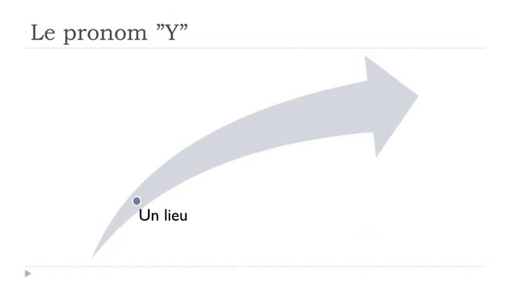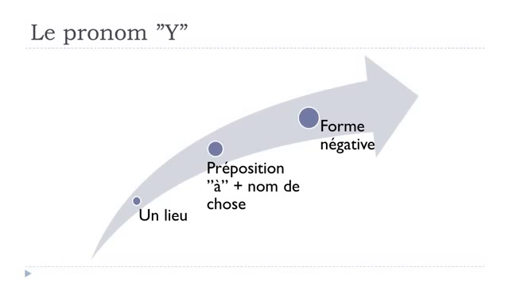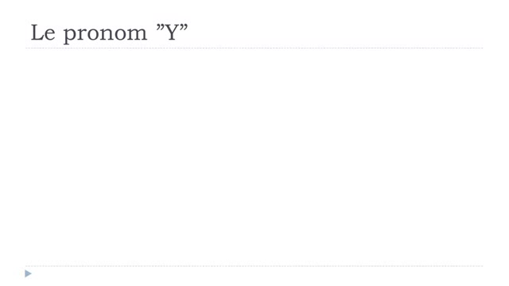So, le pronom Y, we'll see that it can replace un lieu, a place, or it can replace la préposition à and then a noun of thing, and then we'll see how to construct it when you get a negative form. So let's see now for a place, un lieu.